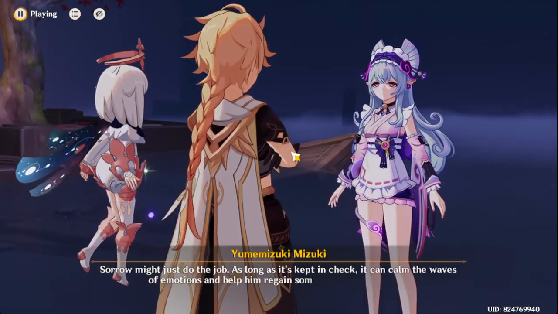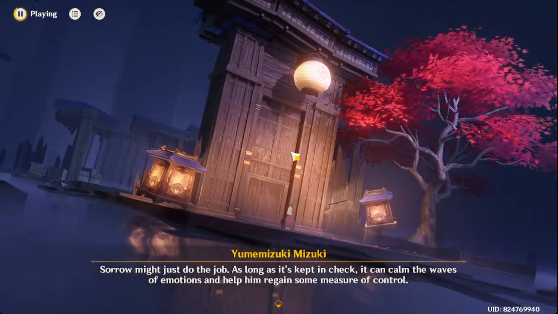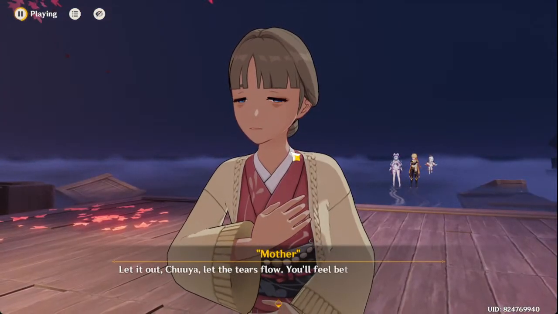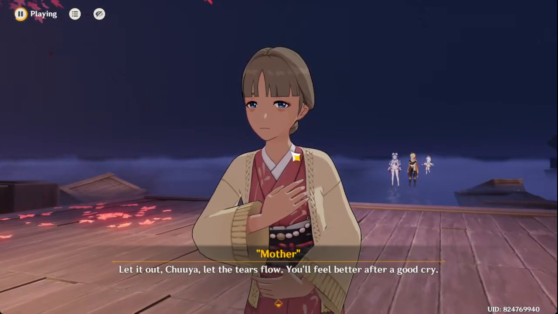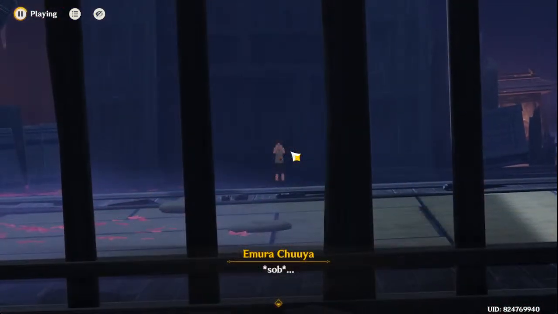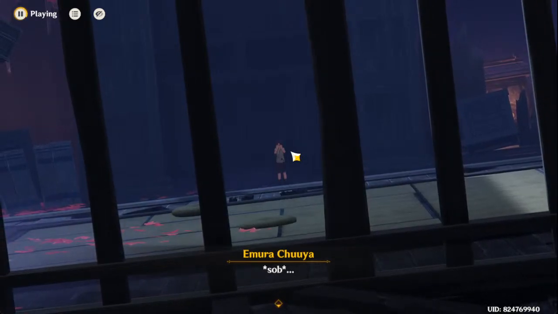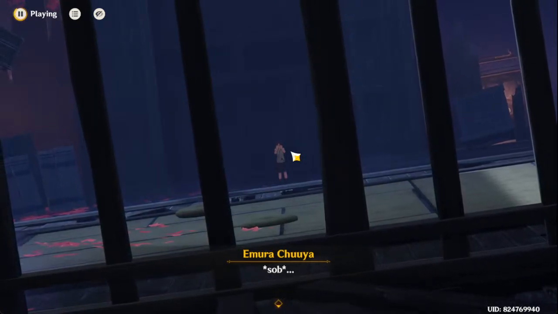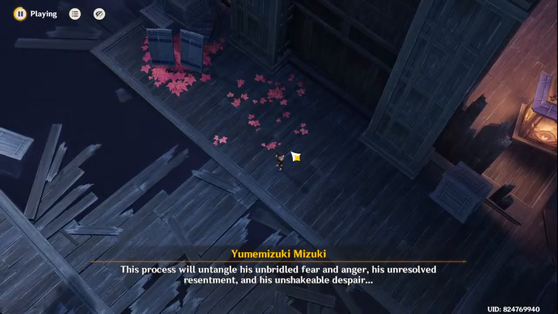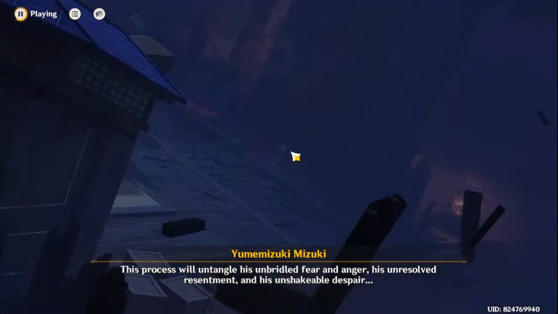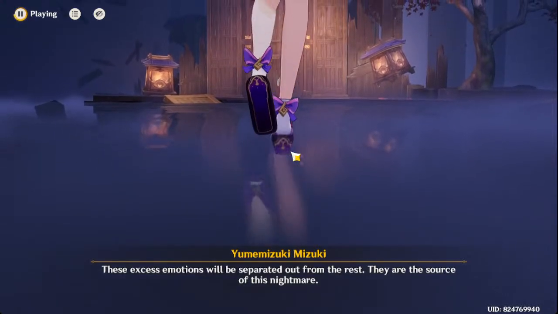Sorrow might just do the job. As long as it's kept in check, it can calm the waves of emotions and help him regain some measure of control. Let it out, Chuya. Let the tears flow. You'll feel better after a good cry. This process will untangle his unbridled fear and anger, his unresolved resentment, and his unshakable despair. These excess emotions will be separated out from the rest. They are the source of this nightmare.